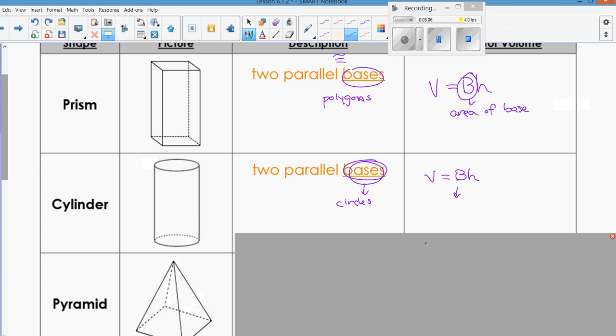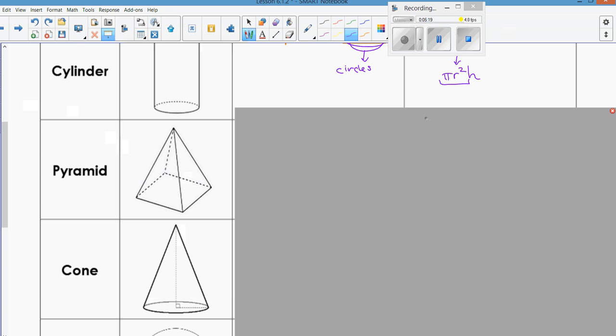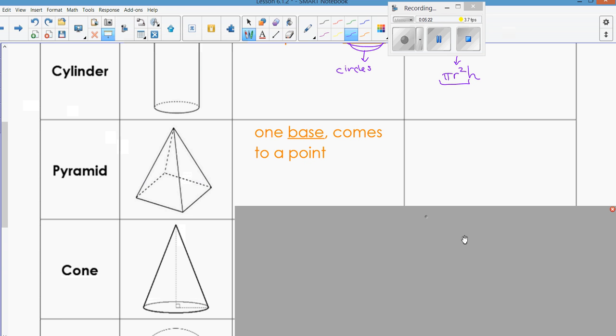However, we know that if the base is a circle, the area of a circle is pi r squared times height. So this would be your capital B. Okay? Anytime that you have something coming to a point, you're going to have a pyramid. The definition of a pyramid is that there's only one base and it comes to a point. Because it comes to a point, you actually lose 2/3 of your volume, so you only want 1/3 of the area of the base times the height. Okay, and then the pyramid will always have bases that are polygons.